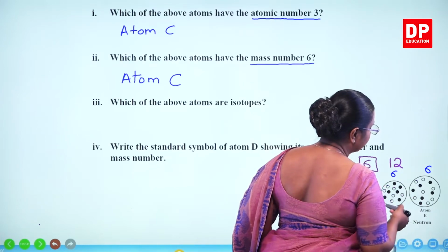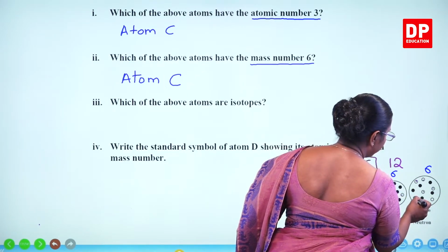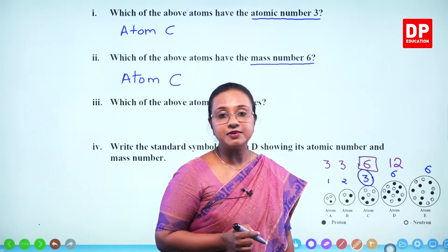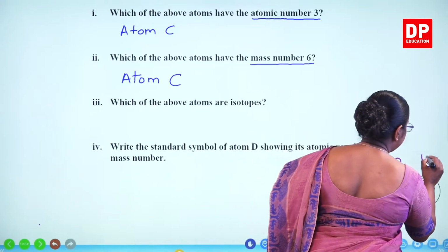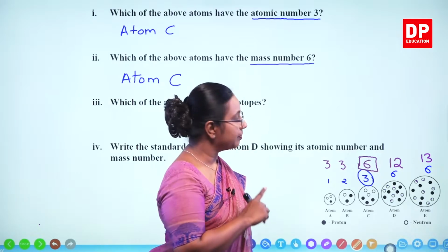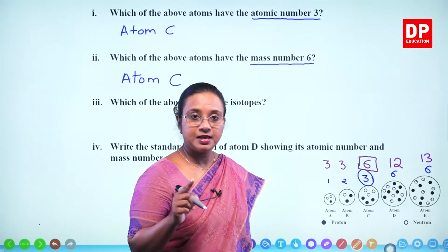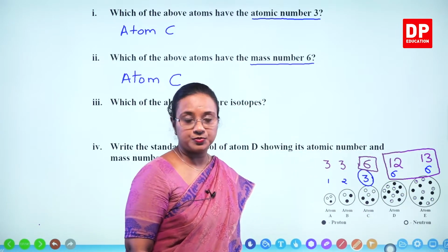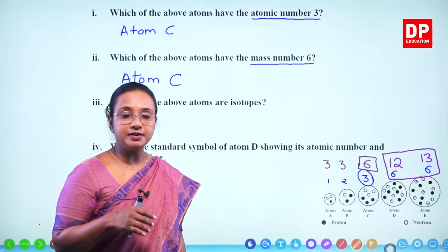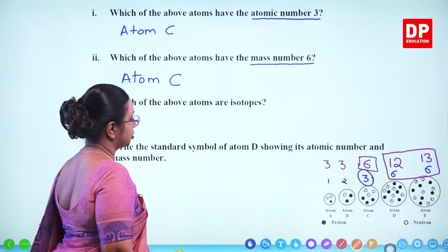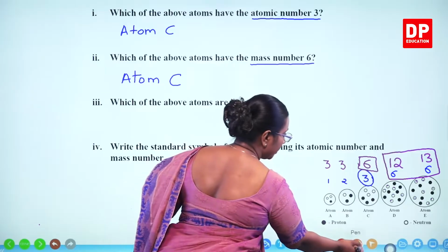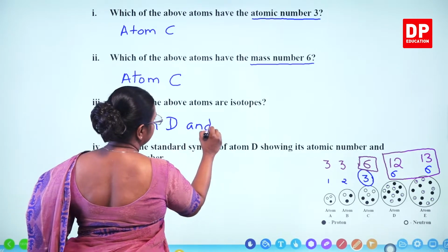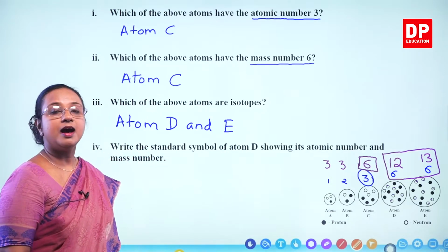If I count for the atom E, there are 1, 2, 3, 4, 5, 6, 7 neutrons in the nucleus. So 6 protons and 7 neutrons together give mass number 13. Here you can see both the atoms have atomic number 6 but different mass numbers. Therefore, these two atoms are isotopes: atoms of the same element with different mass numbers. So if I answer the third question, which of the above atoms are isotopes? Those are atom D and E, the two atoms that are isotopes.